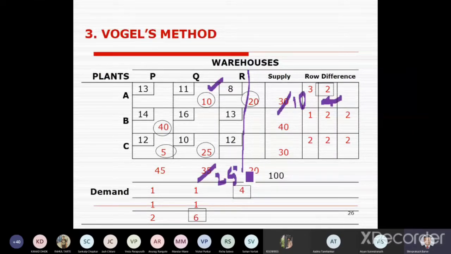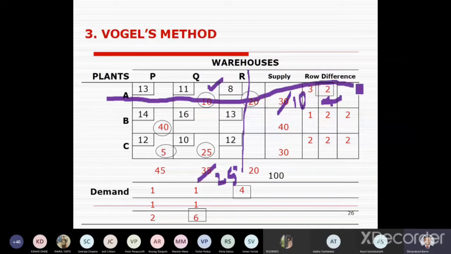the next iteration. And now you see here, this A capacity is over. Already we have used 20 and 10, that is 30 total. So plant A capacity is over, warehouse R capacity is over, and this 2 by 2 matrix is remaining, that is for plant B and plant C and warehouse P and warehouse Q.